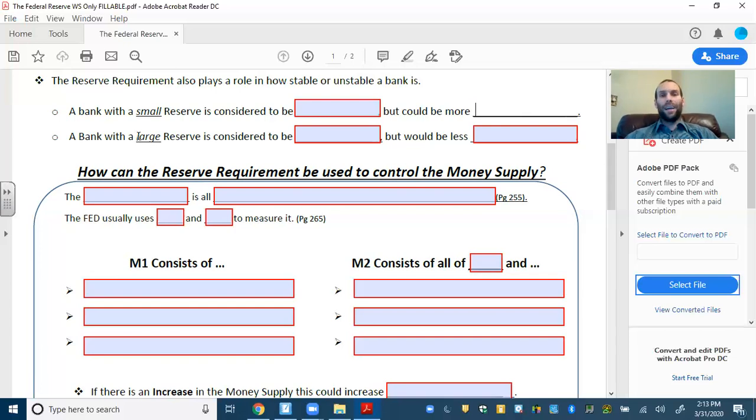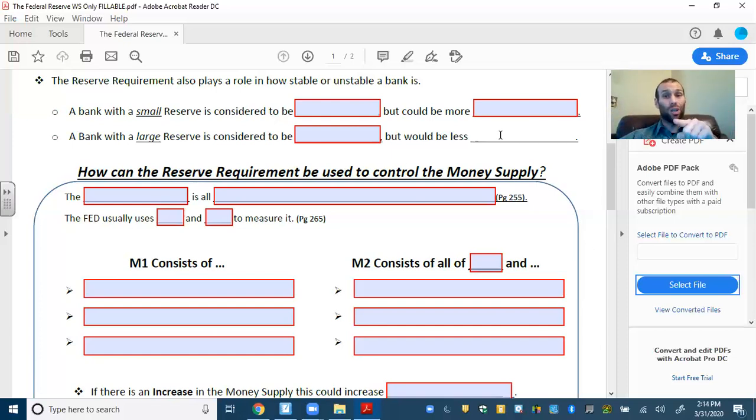Now, on the other hand, I bet you could probably figure this part out on yourself. If a bank has large reserves, it's considered to be more stable. That means they're holding on to more of your money. So if more depositors come, they can still meet those depositors' withdrawals because they had a lot of money in reserves. But if they're more stable, it means that banks are less profitable. So remember, if a bank has high reserves, they're not as profitable.